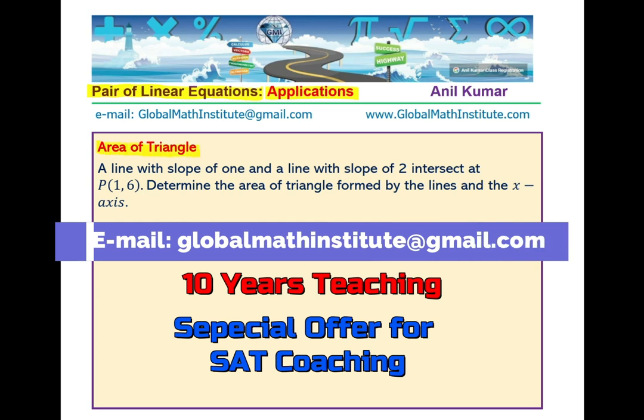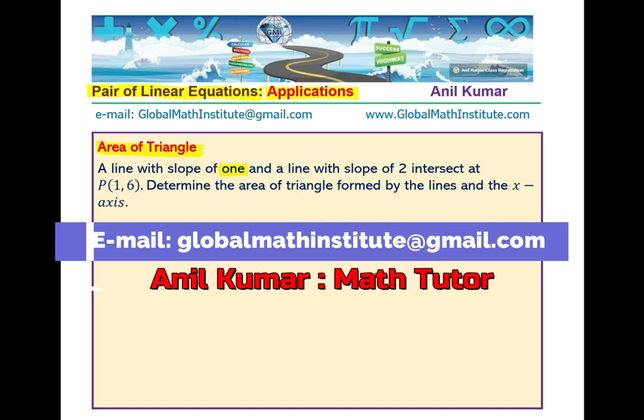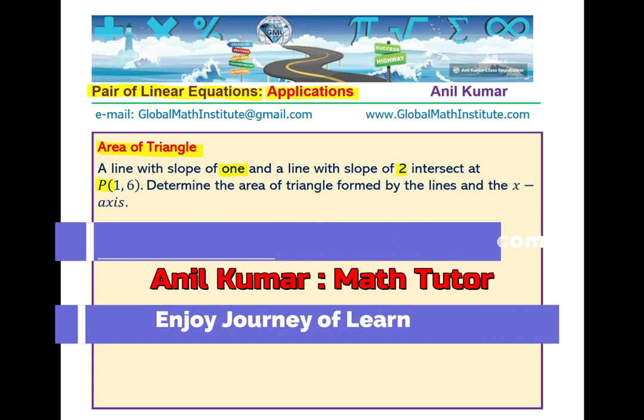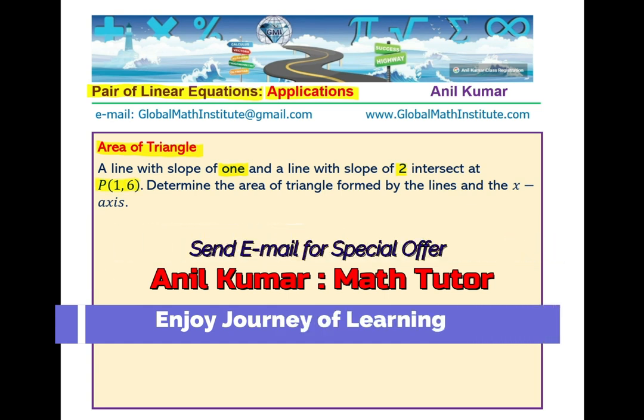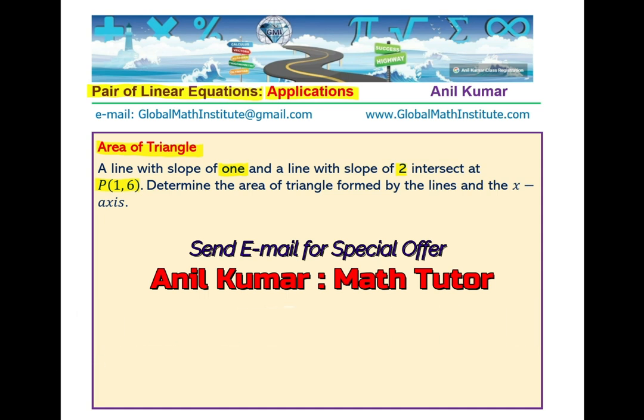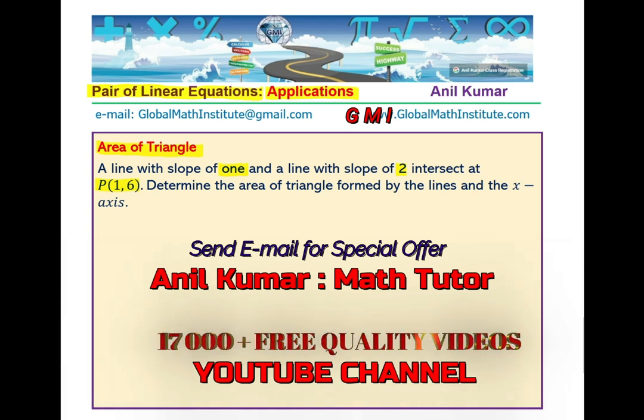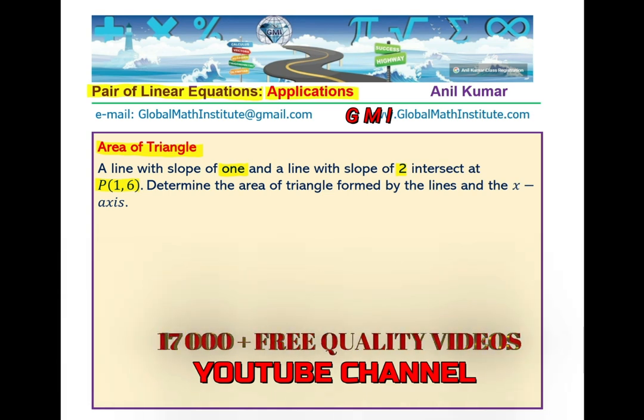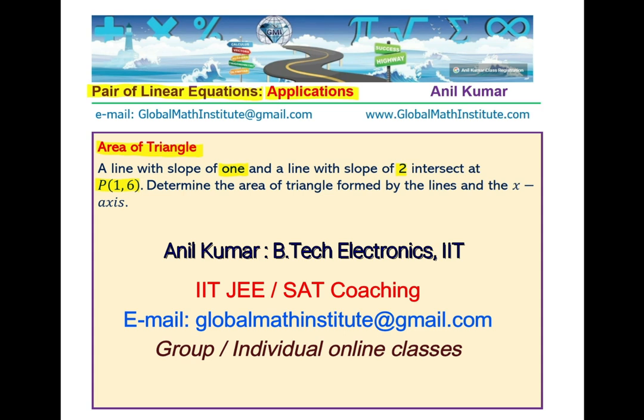The title is Area of Triangle, and the question is: a line with slope of 1 and a line with slope of 2 intersect at point P (1, 6). Determine the area of the triangle formed by the lines and the x-axis. Beautiful question. Let us see how we solve this problem in many different ways.